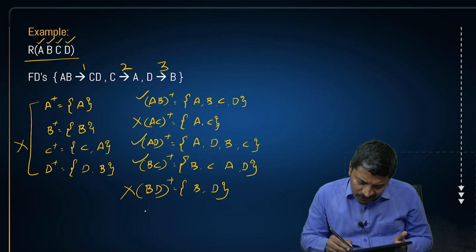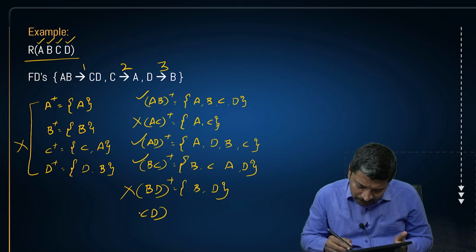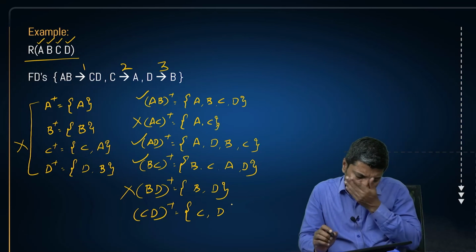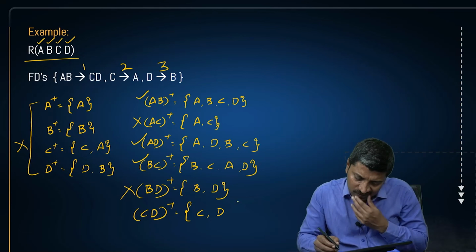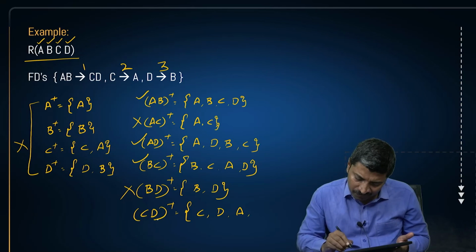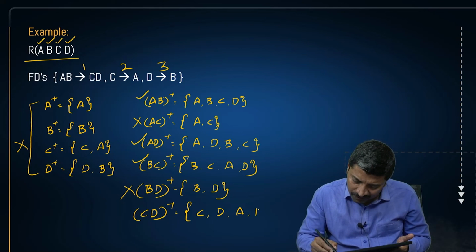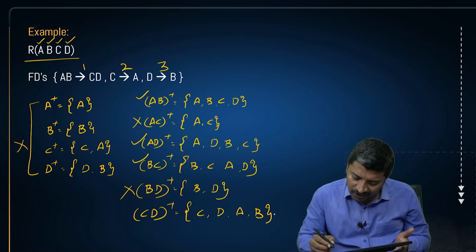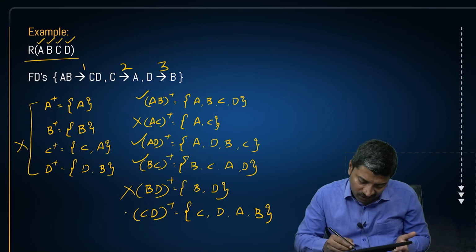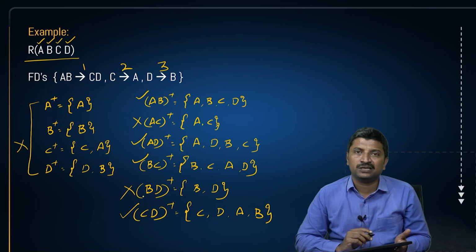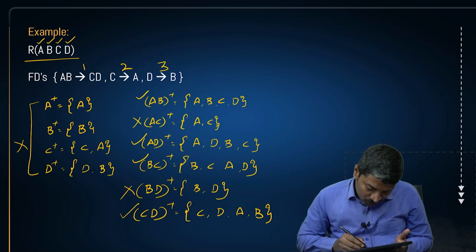What is the last 2 set? CD. With CD, what values can we find? C and D. Anything else? Yes, with C we can find A. With D we can find B. Again we got all attributes. So this is also a key. Is that clear, sir?